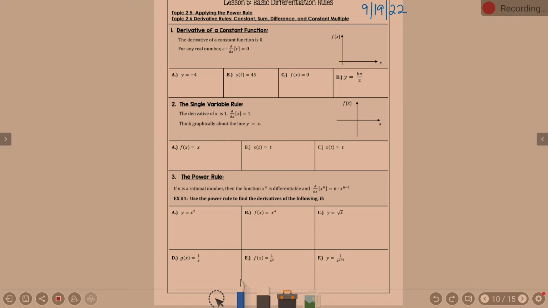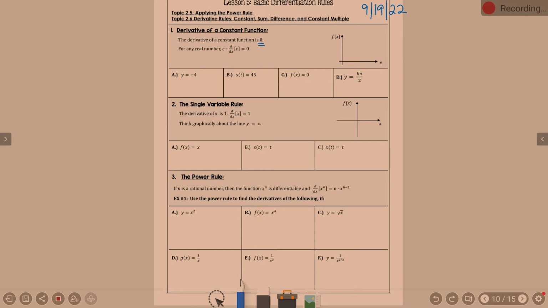When I talk about a derivative of a constant function, where it's y equals or f of x equals just a constant value, well, the derivative of a constant function is always going to be the same thing. It's always going to be 0. And here's your reason. What's the line y equals 4 look like? Or excuse me, negative 4. Or y equals 45 look like? Or y equals 0 look like? What's that line look like?